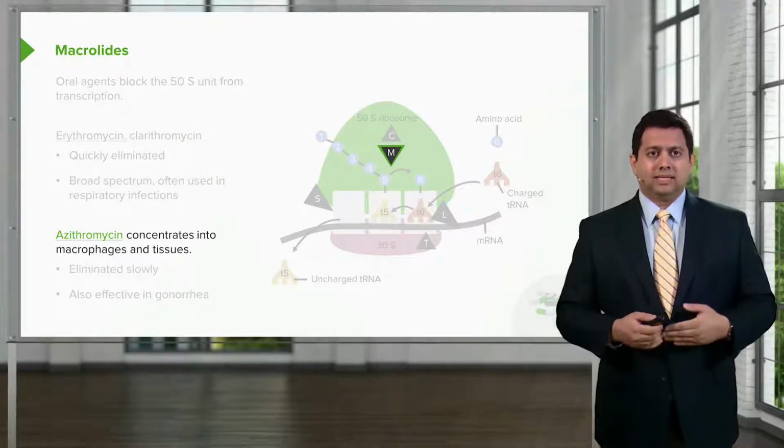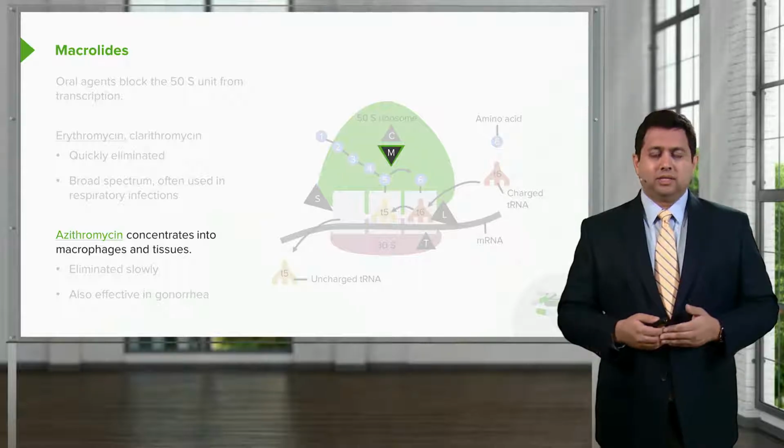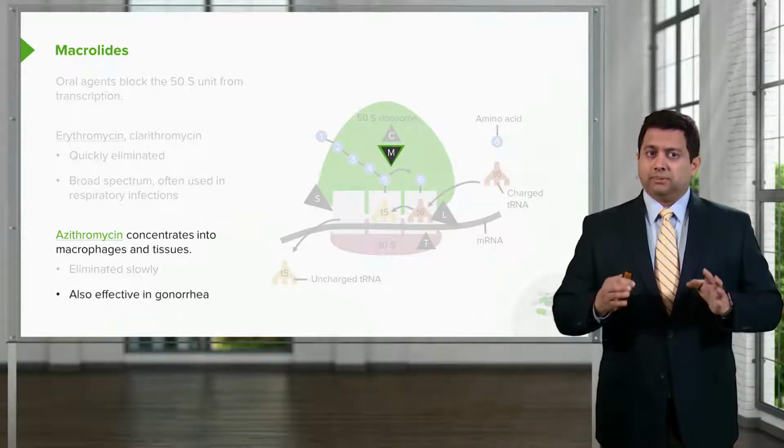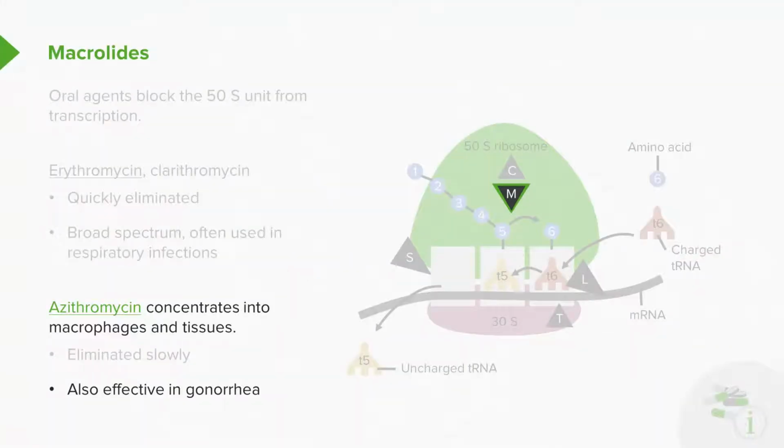Azithromycin concentrates into macrophages and other tissues, and it is actually eliminated quite slowly. This particular medication is also effective in gonorrhea. The nice thing about azithromycin is that you can actually give it as a 3-day set of medications, but it lasts for 10 days. So the killing activity actually lasts much longer than the drug is actually in the body.